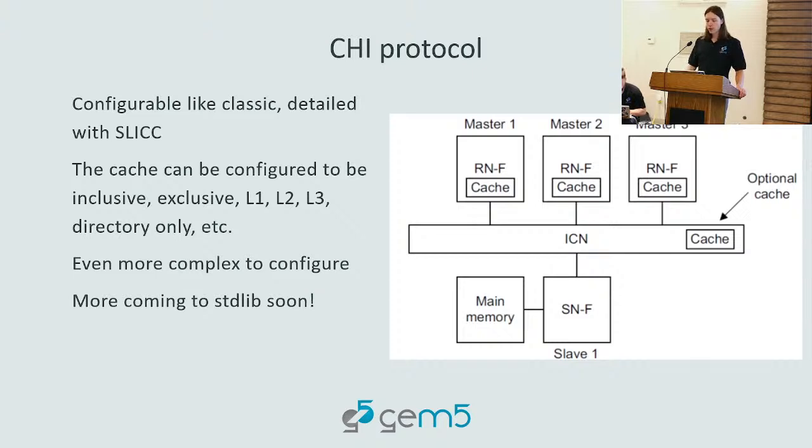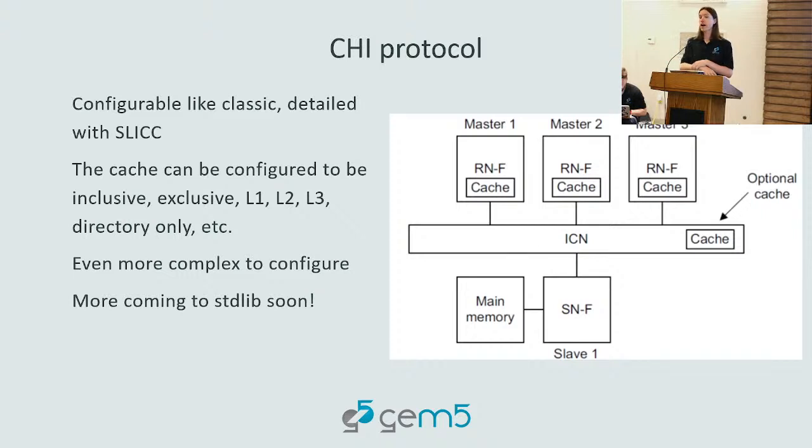So what we looked at before when we were looking at Ruby is you specify a different state machine for your L1 cache, a different state machine for your L2 cache, a different state machine for your L3, a different state machine for your directory, because obviously all of those different controllers have different states and they need different information to operate. So they're different state machines.